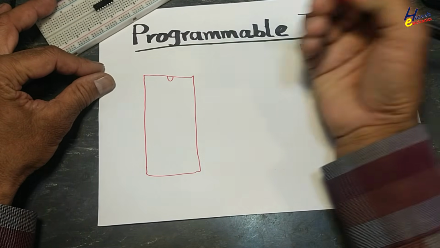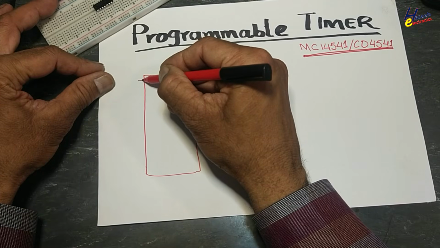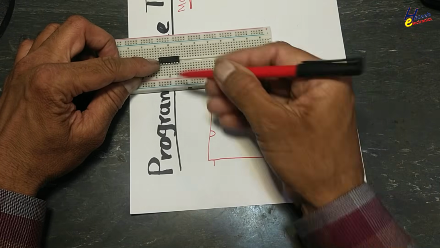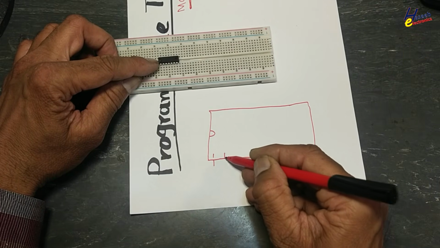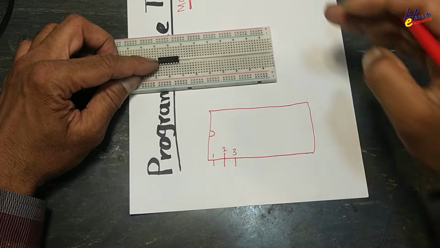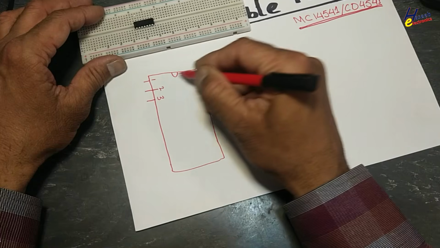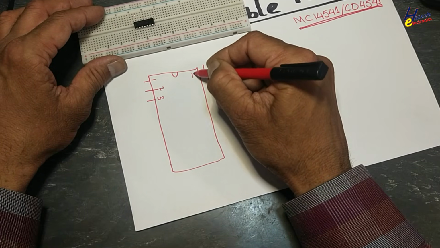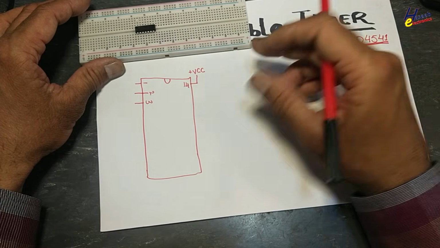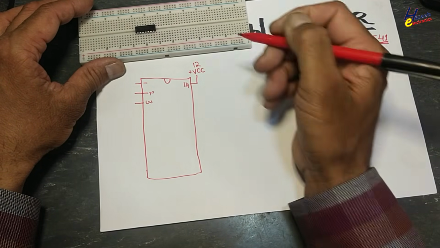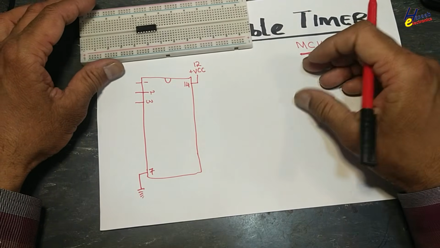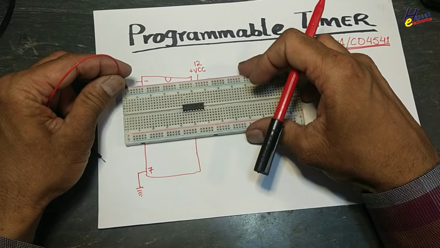Index mark here. If we place this IC in this way, index mark here, pin 1, pin 2, pin 3. These are programming pins. Here is pin number 14. That is VCC, 3 volt to 18 volt. I will use 12 volt. Pin 7 is VSS, ground. This is the positive rail.